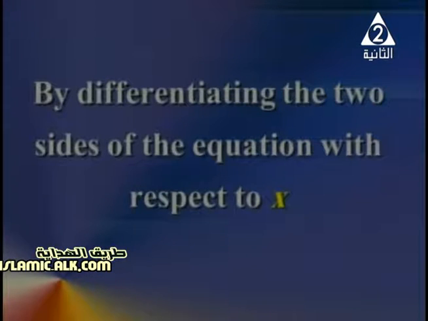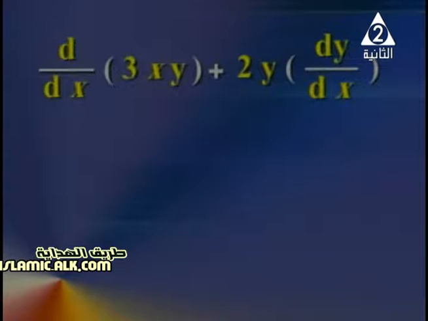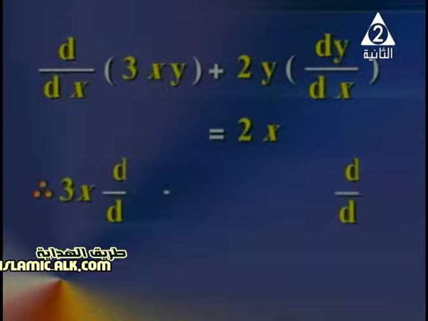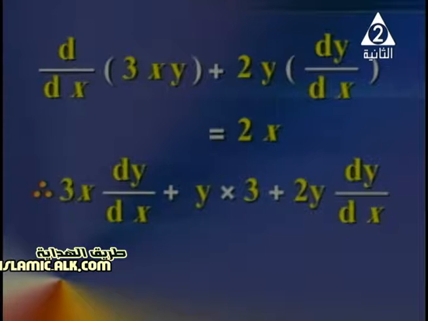Take the derivative of both sides of the equation with respect to x to find dy by dx. Therefore, d by dx of the first, 3xy, plus 2y dy by dx equals 2x. Remember, what is the derivative of 3xy? Excellent, student. The first times the derivative of the second plus the second times the derivative of the first. The answer is 3x dy over dx plus y times 3, plus 2y dy over dx equals 2x.